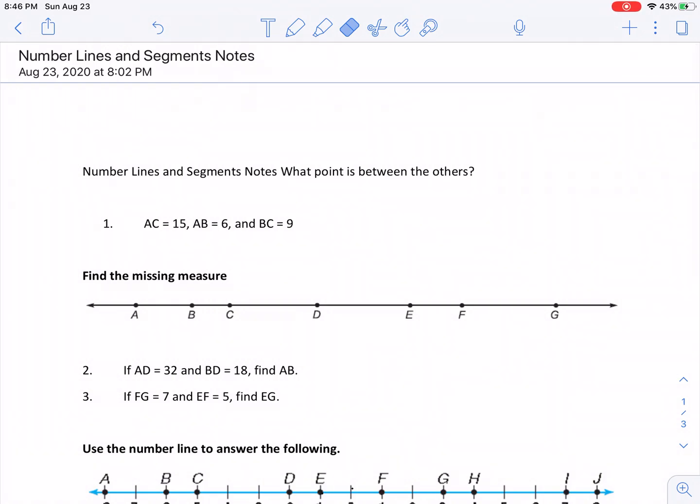All right, so we're looking at the number lines and segment notes. And I know this should actually be kind of moved down. That's the first question we're looking at. But these kinds of questions are going to appear both in the in-class examples that we do together and also on the concept check.